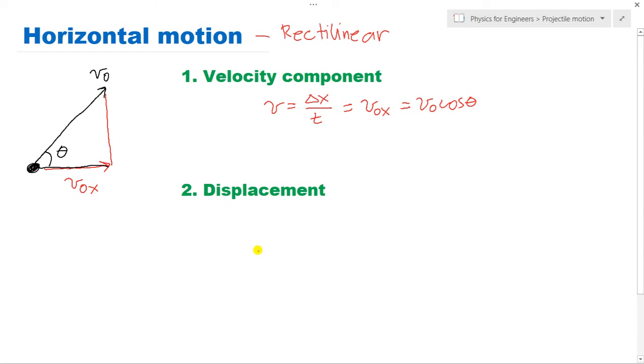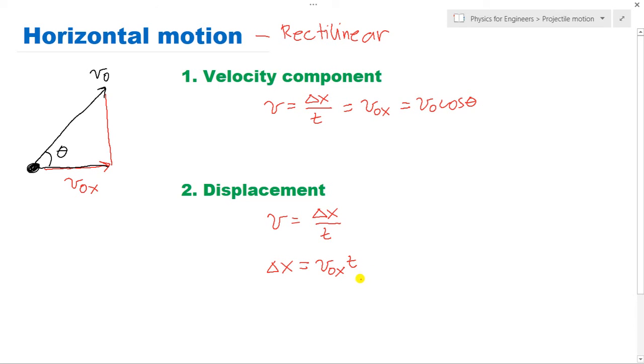How about our displacement? Ano yung formula natin para sa displacement? So from the first formula here in the velocity component, we can derive our displacement formula. Kasi we know that velocity is equal to displacement all over time. So just do cross multiplication. So we have delta x is equals to V along x tayo ha, kasi horizontal motion. So VOX times t.